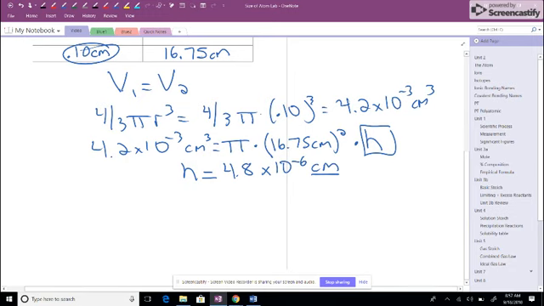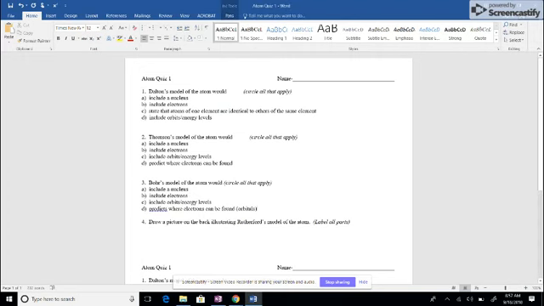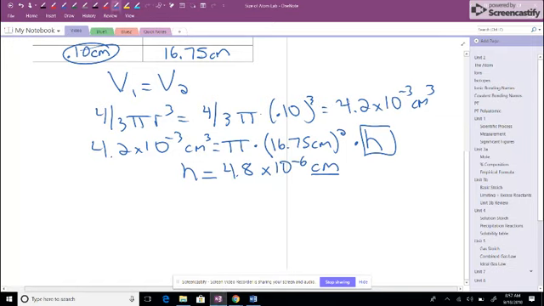Okay, now, if you look back to the lab, this molecule is 21 atoms long. So if we could now divide the height of that by 21, we could get the size or the length of about 1 atom. So if the height of this is 4.8 times 10 to the negative 6, we divide that by 21, and 1 atom should then be about 2.3 times 10 to the negative 7th centimeters.